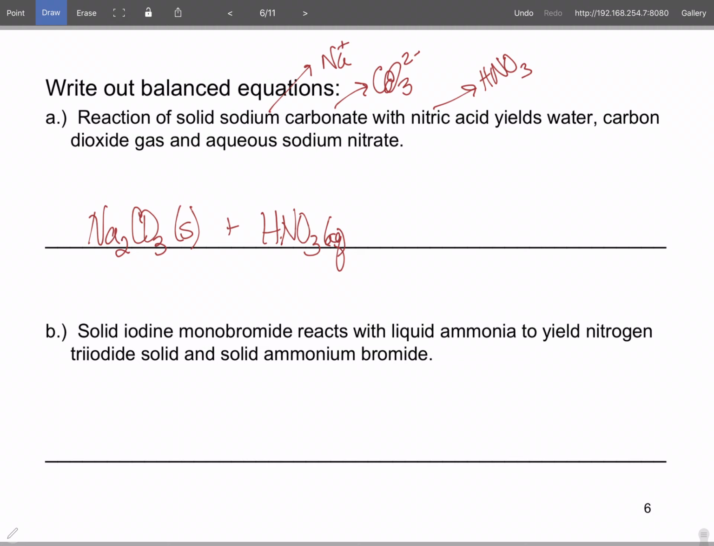Now notice as I'm writing this, I'm leaving space in front of each compound so that we can go back and balance it. We're going to yield, that means that's our arrow. Water, and I didn't specify what that was, so you can do whatever. I'm going to do liquid. Carbon dioxide gas, plus aqueous sodium nitrate.